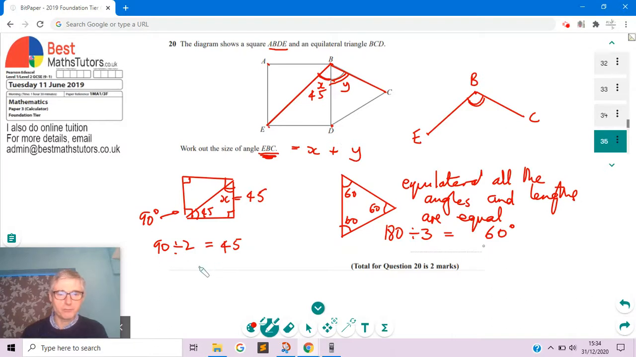And so finally, we're looking for EBC. Well, that was our X value. That was our Y value. So Y was 60. So EBC, it's just a case of adding them together. So it's just going to be the 45 plus the 60, and that's going to equal 105.